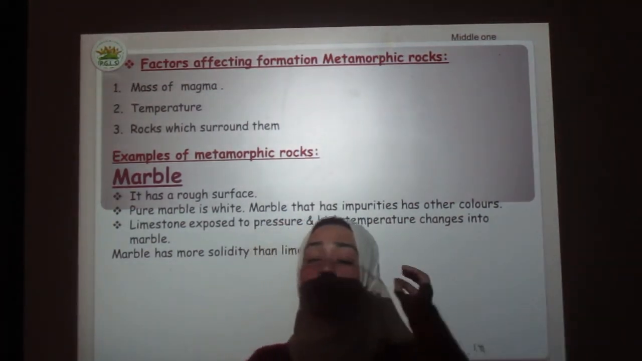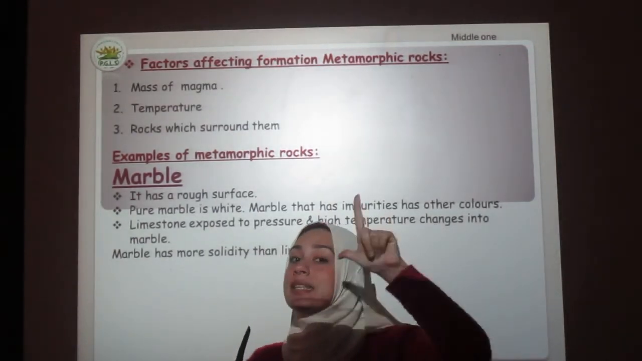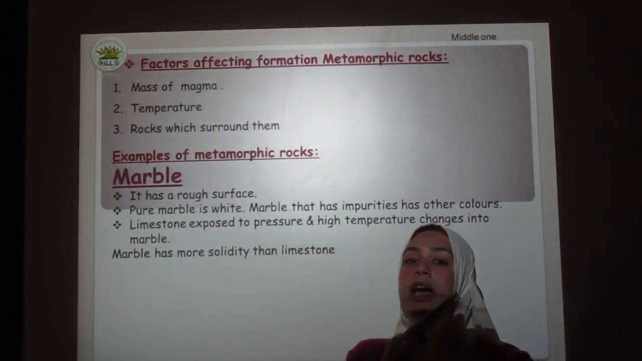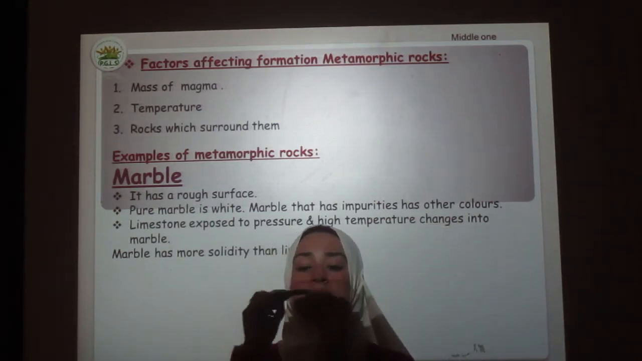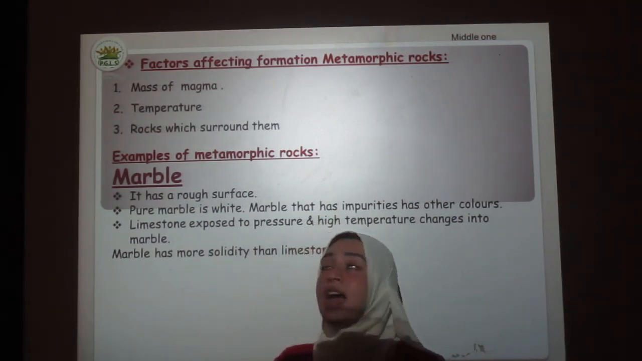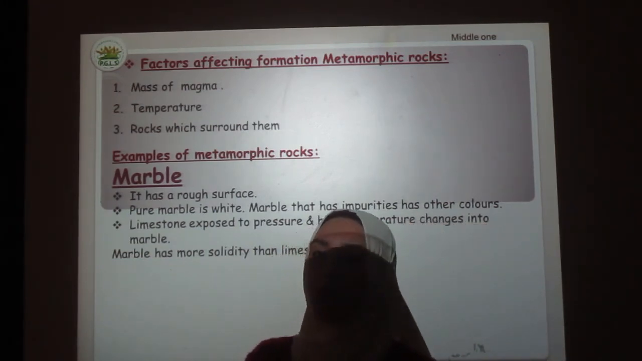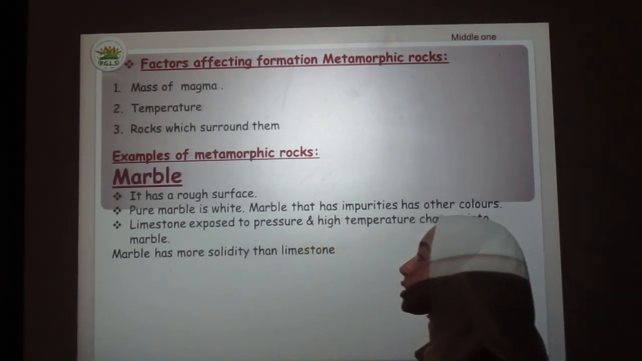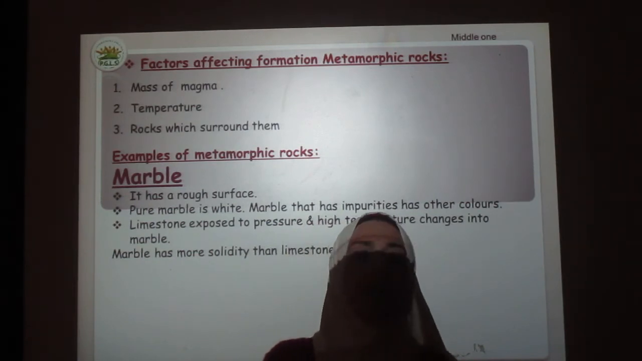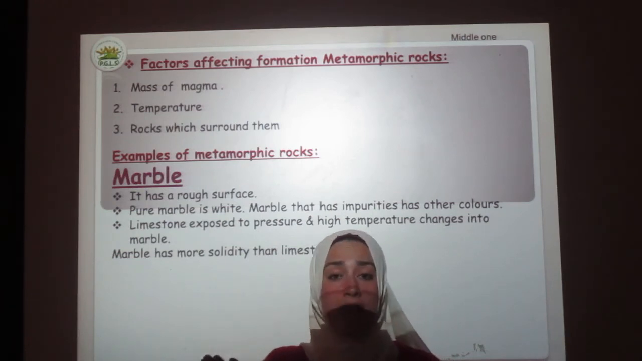Example of metamorphic rock, focus on the example. The first example, of igneous rocks, we have basalt and granite. The second type, sedimentary rocks, we said we have two examples, sandstone and limestone. Here we have an example, marble. Marble stone is an example of metamorphic rocks. What is marble stone? It has a rough surface. Think with me, why does it have a rough surface? Yes, because it's affected by high temperature and high pressure.